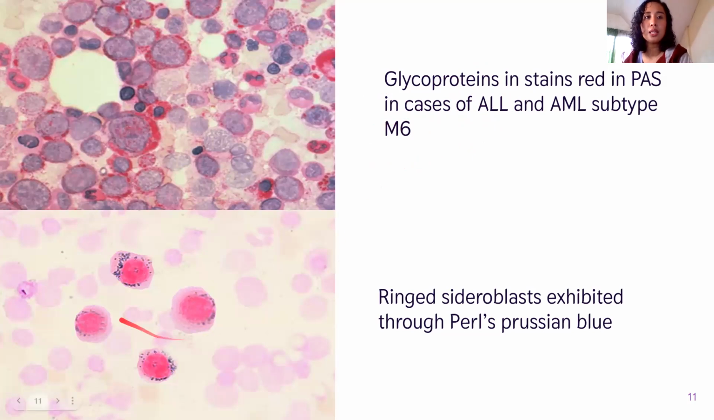Next, guys, siderotic granules are the formation of iron. There is something wrong with the heme production. The iron accumulates in our cell, forming siderotic granules. These cells are called sideroblasts. Sidero points to iron. It becomes blue when stained with Prussian blue because it reacts with the iron of the sideroblasts.